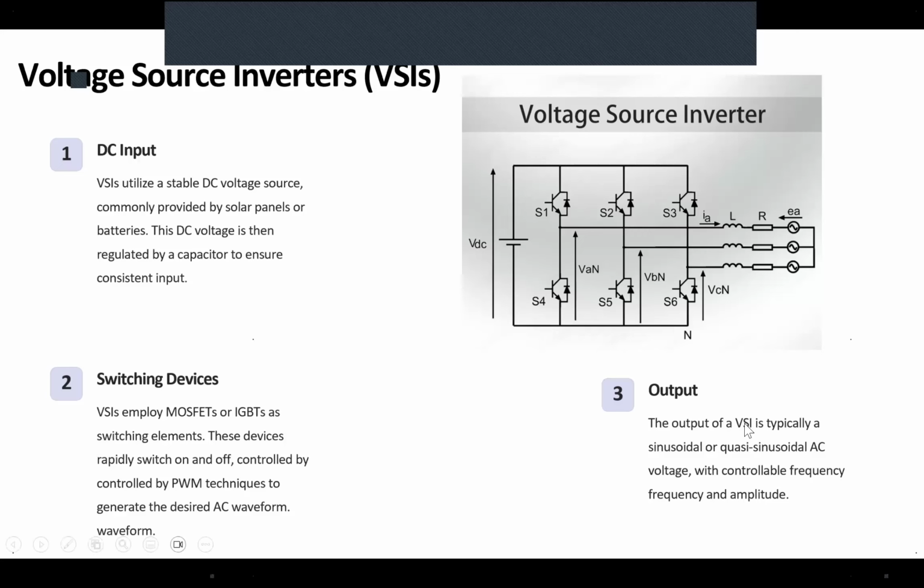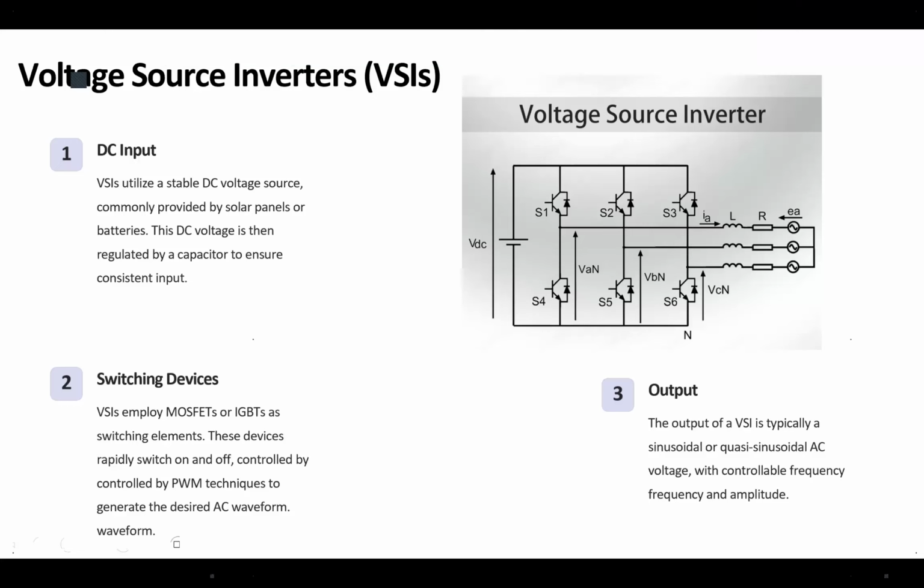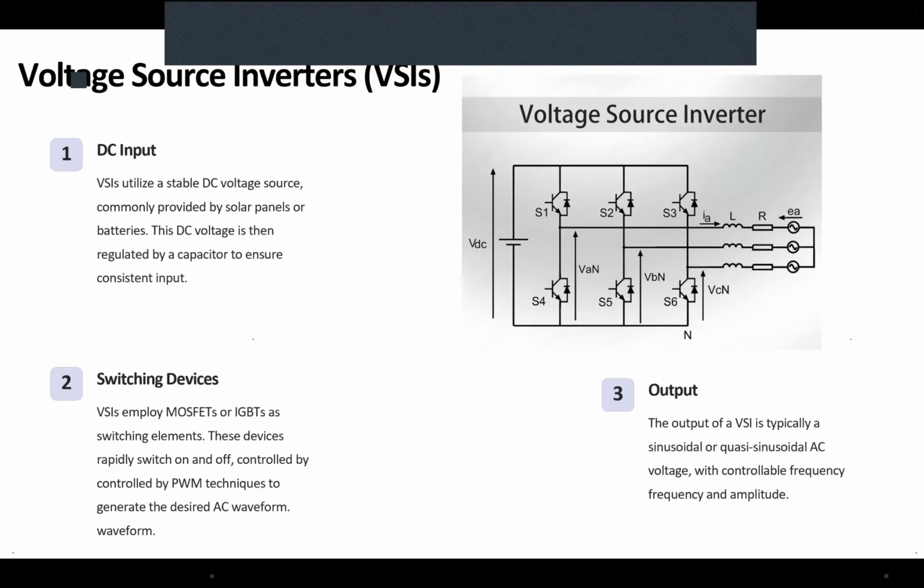At the output of the VSI, we typically have a semi-sinusoidal waveform, as you've seen in your simulation by now, a sinusoidal PWM with controllable frequency and amplitude. So what we have at the output is a voltage waveform created by that sinusoidal PWM that tries to mimic a perfect sinusoidal.